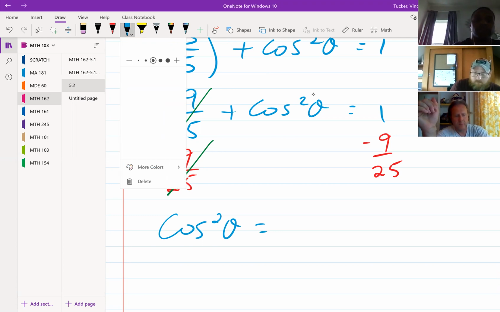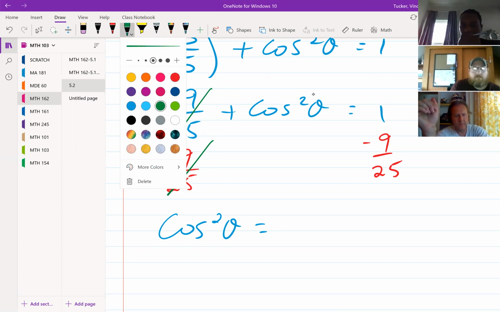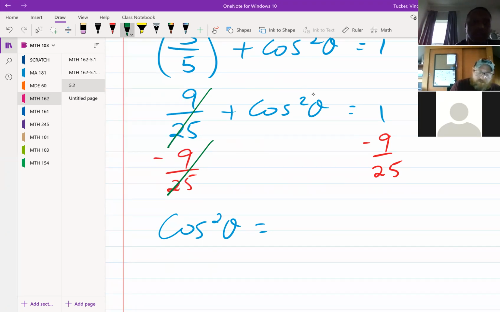So don't forget your fraction work. We have 1 minus 9 over 25. I can't just subtract those. I need to turn this 1 into 25 over 25. And then I can subtract. Remember, if you're going to add or subtract fractions, you need a common denominator. So 25 minus 9 is 16 over 25.